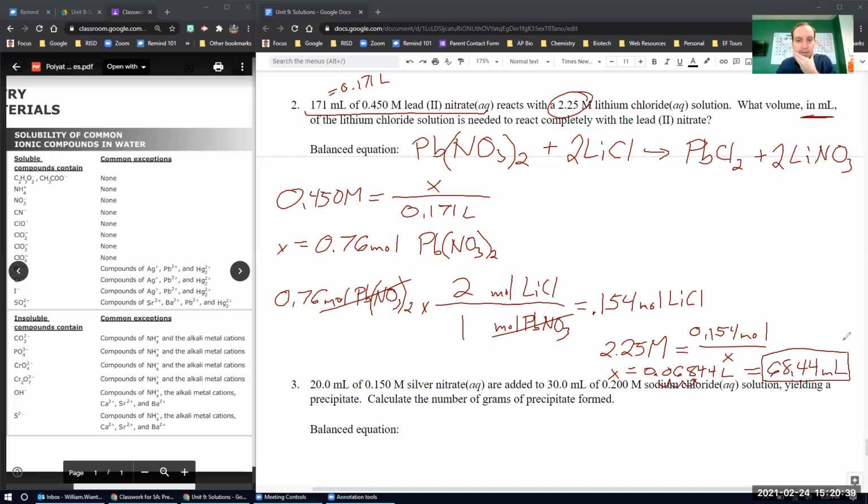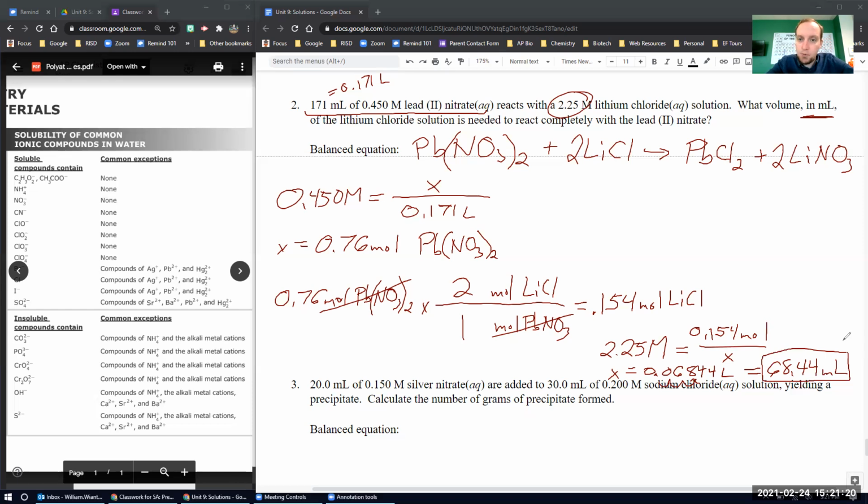All right, that's quite a bit of an advanced question, right? Again, we were given everything we need for our lead-2 nitrate. So we did the molarity calculation first to get into moles of lead-2 nitrate. Once we did that, we converted out of lead-2 nitrate and into lithium chloride because that is the compound they want us to solve the volume for. Once we had our moles of lithium chloride, we used the molarity of lithium chloride provided to us in the question, and we converted into the volume of lithium chloride and then converted that into milliliters, which is what they want, 68.44 milliliters.